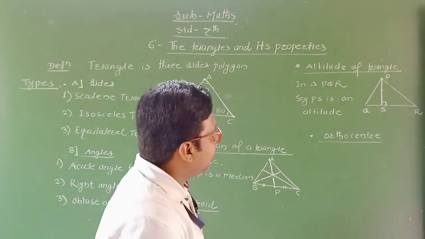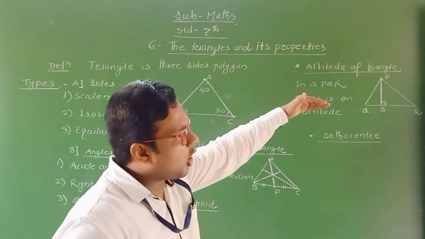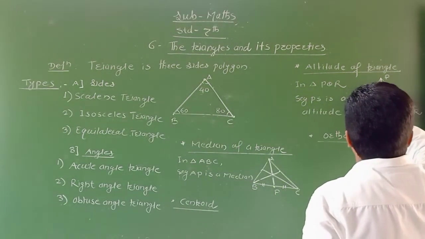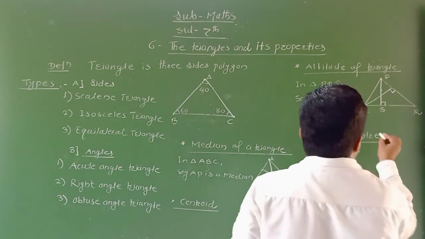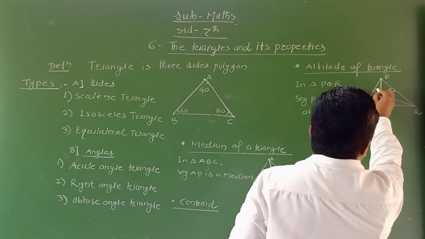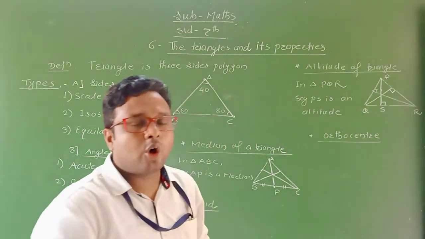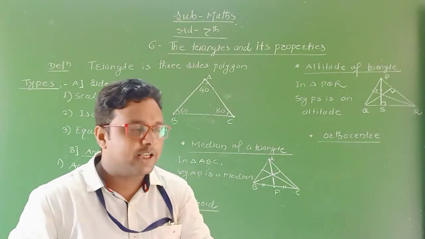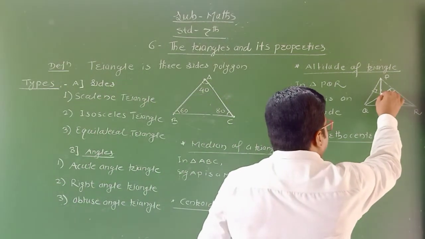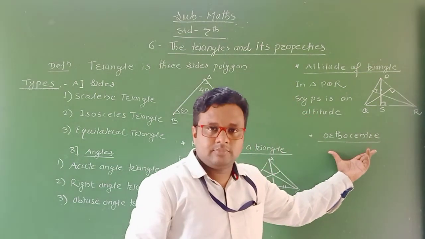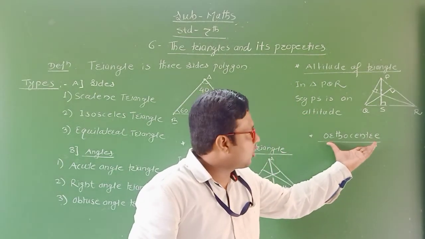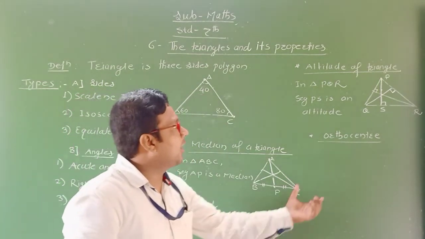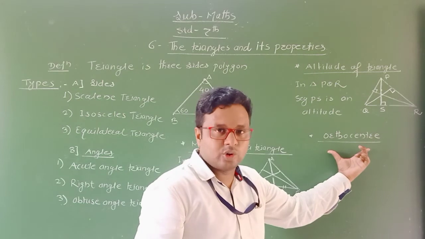Then in this way we can draw three altitudes in the triangle. For example, from the Q vertex on the opposite side, this is the altitude, 90 degree. Then from R, this is the altitude. Now see, all the altitudes of this triangle meet at a single point. That point is called the orthocenter. For median, it is called the centroid, and for the altitude, it is called the orthocenter.